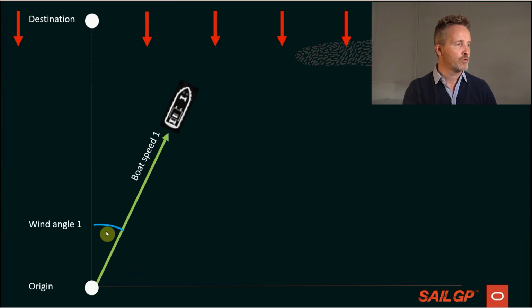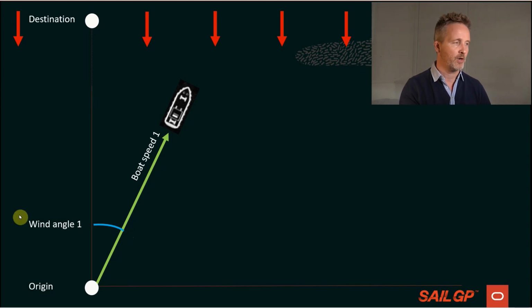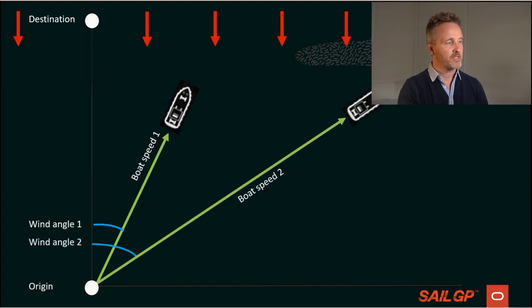So let's say the sailor chooses wind angle 1, indicated in blue here. This will result in a certain speed of the boat, right? And the speed of the boat you can see by the length of this green line. Okay, so that indicates how fast he goes as a result of choosing that angle and having a certain wind speed. But the sailor could also choose this wider angle to the wind, which in this case results in a higher boat speed. That's often the case if you choose a wider angle to the wind.